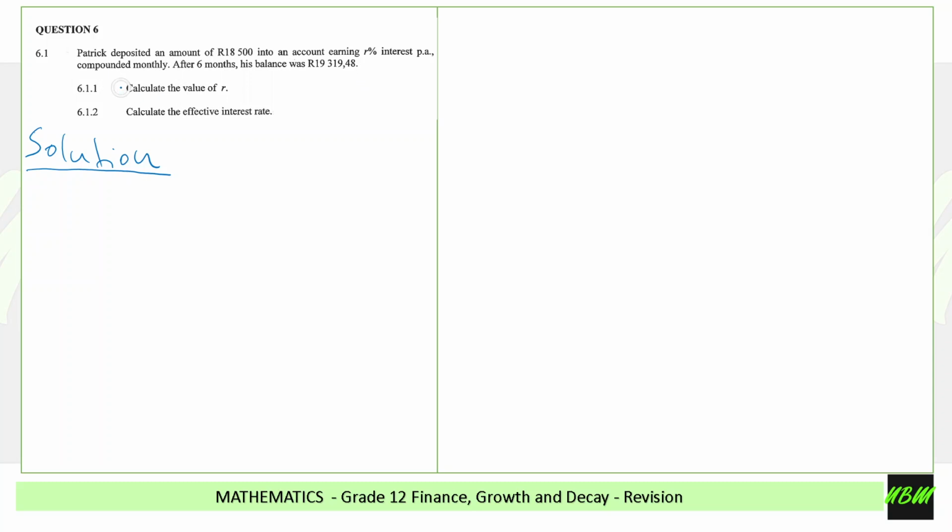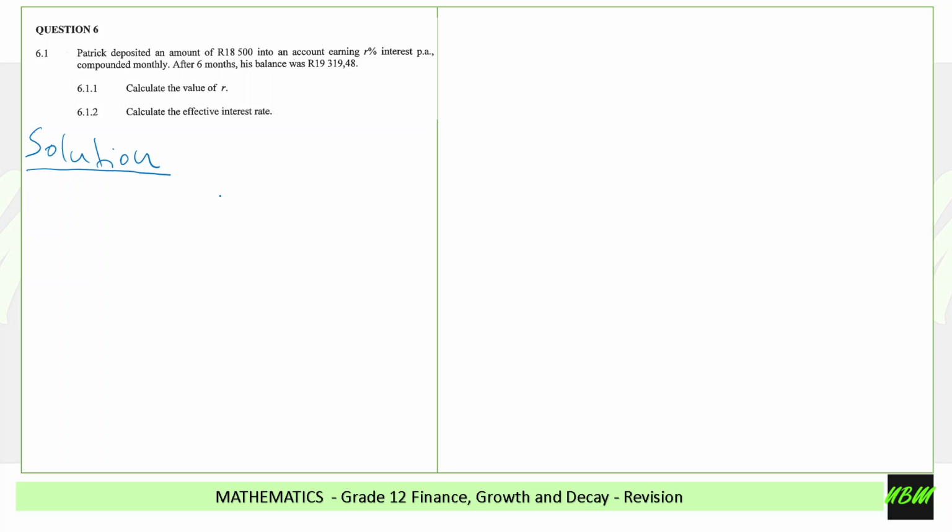Now in question 6.1.1 we have to calculate the value of R. The first question that you need to ask yourself: am I dealing with a deposit, or am I dealing with growth or decay? From the question, Patrick deposited R18,500. After 6 months, the balance will be R19,319.48. So there is growth from 18,500 to 19,319.48. So we are dealing with growth.